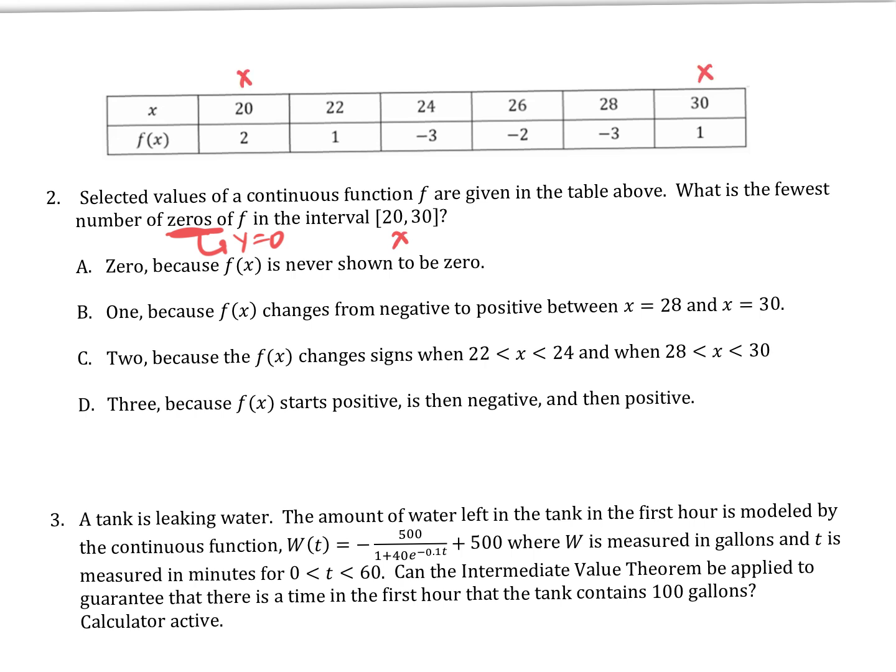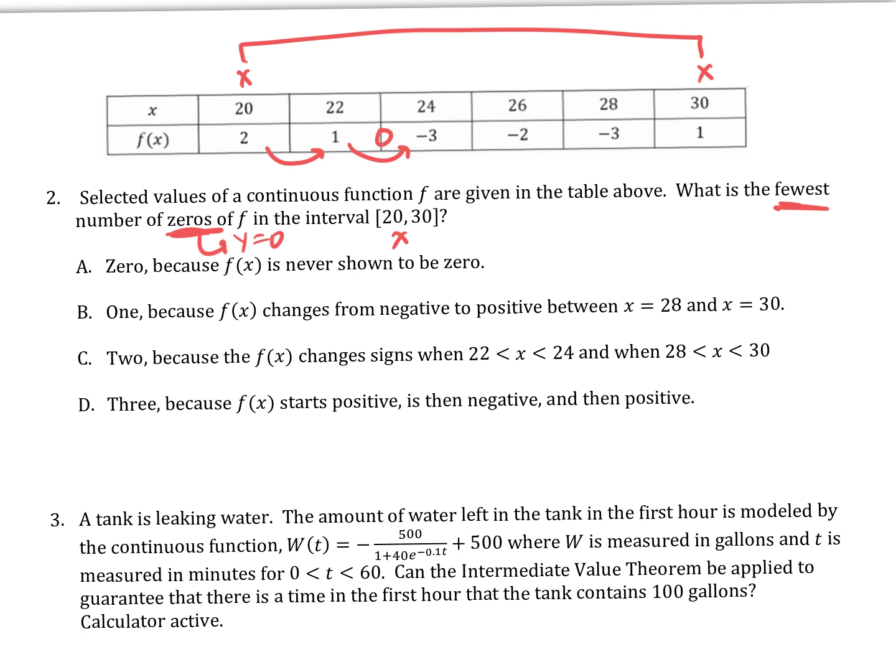So it's talking this entire time, what is the fewest number of zeros that we could have? When would my y have to equal 0 if this was continuous? Would we have to pass through 0 to go from 2 to 1? No. To go from 2 to 1, I could have dipped down, but I didn't have to, right? Because we didn't change signs. How about from 1 to negative 3? Do you have to cross through 0? We had to go at some point. I don't know if it's at 22.1 or 23.9, but at some point we'd have to cross through 0.